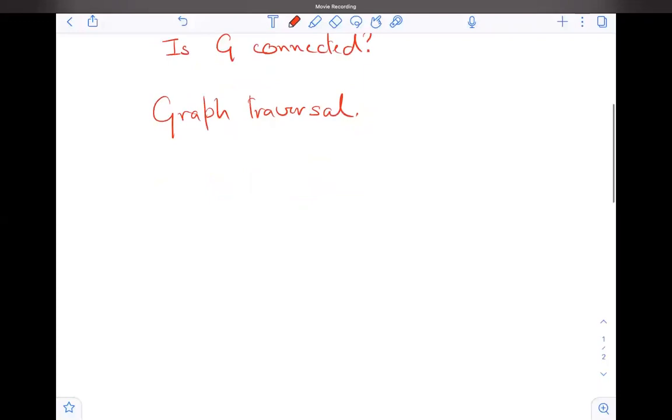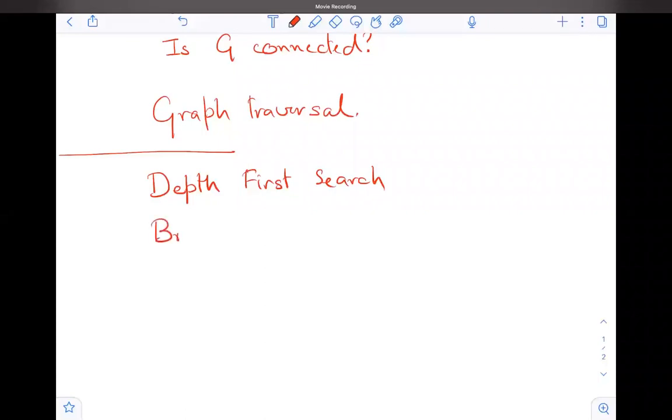There are various ways of doing it, by the way, but there are two different ways. One of them is called depth first search, and I will explain both. Has this been done in your graph theory course? No, sir. They call it depth first search and breadth first search. DFS and BFS.